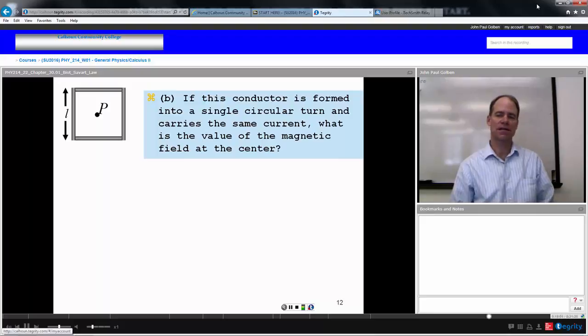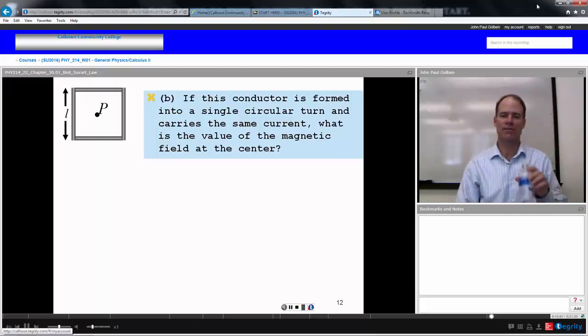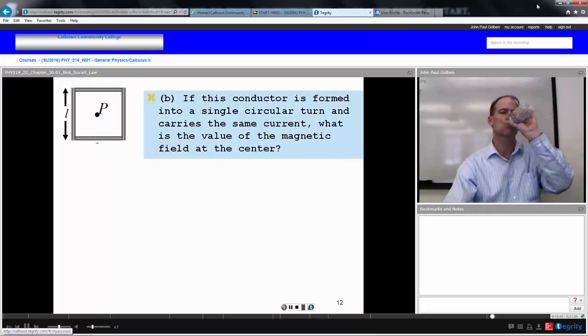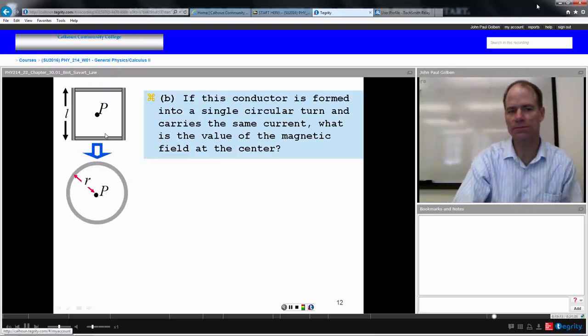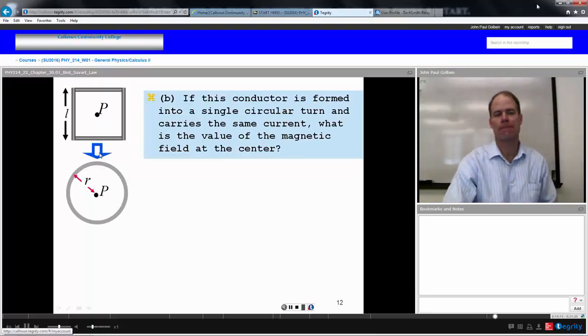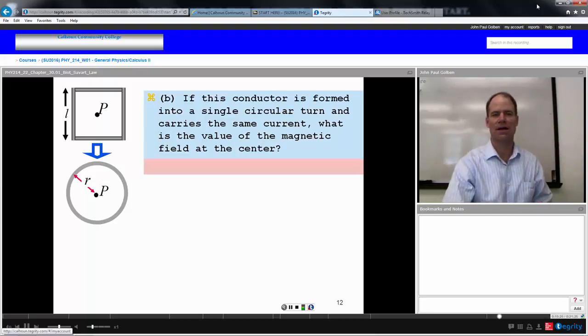If this conductor is formed in a single circular turn and carries the same current, what is the value of the magnetic field at the center? So what we're going to do is take this square and bend it into a circle. We're not going to stretch it. We're just going to bend the wire into a circle. Hence, the perimeter length of our configuration is going to remain the same.